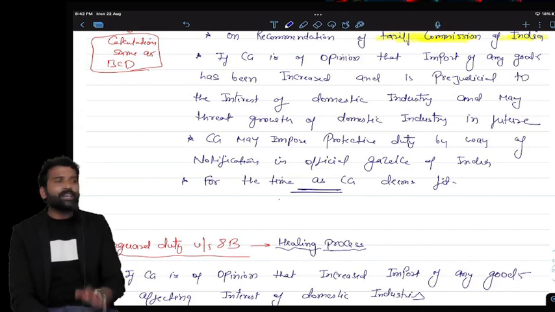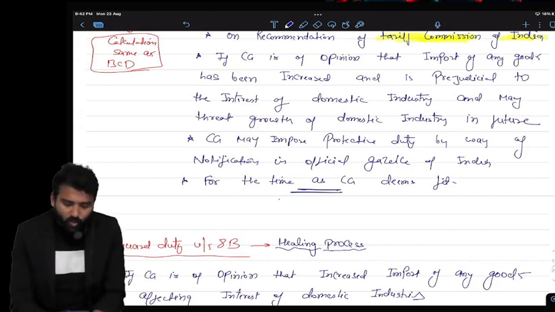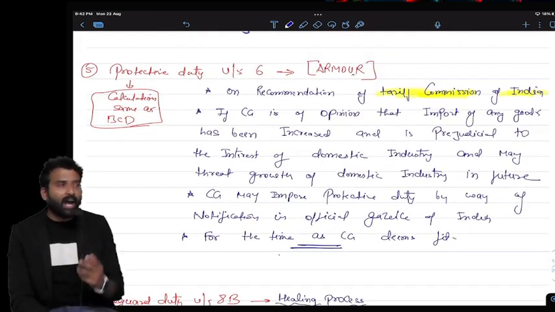Isn't it similar to anti-dumping? No, anti-dumping is different. I will explain why anti-dumping is different. Okay. So this is section 6 that talks about the protective duty. It's more like an armor.